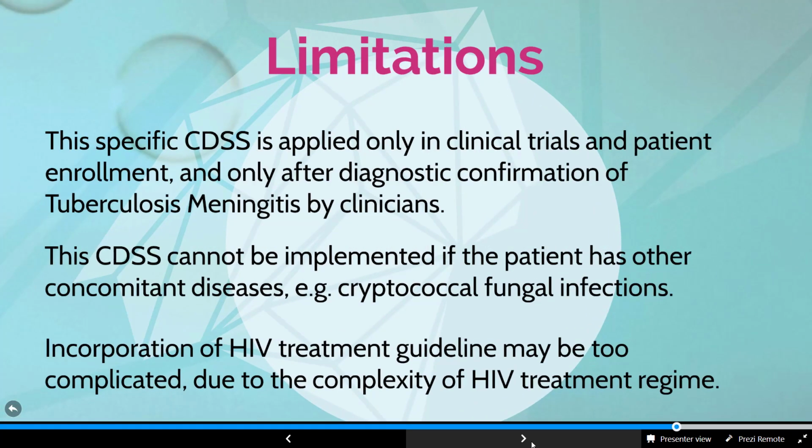There are some limitations for this particular model. This model can only support the patient enrollment and in-clinical-trial intervention part. The routine diagnosis and treatment of TBM need to be built in another module. Secondly, if the patient has a serious concomitant disease such as cryptococcal fungal infection, then we should seek advice from the specialty consultant. And for patients with concurrent HIV infection, a separate module has to be built to incorporate the HIV treatment regime.